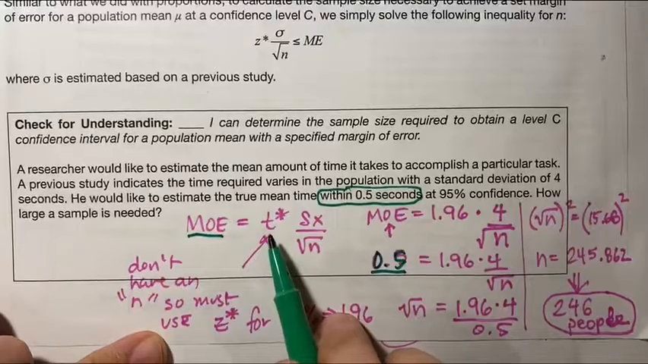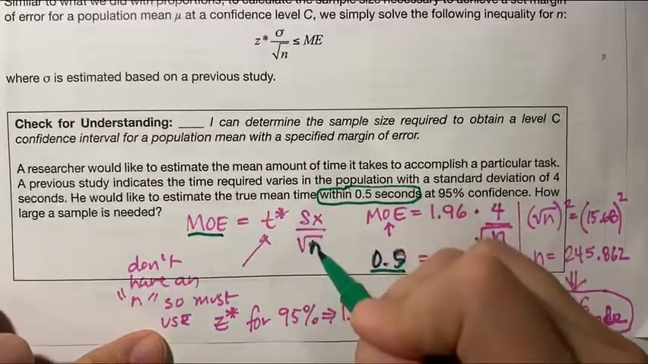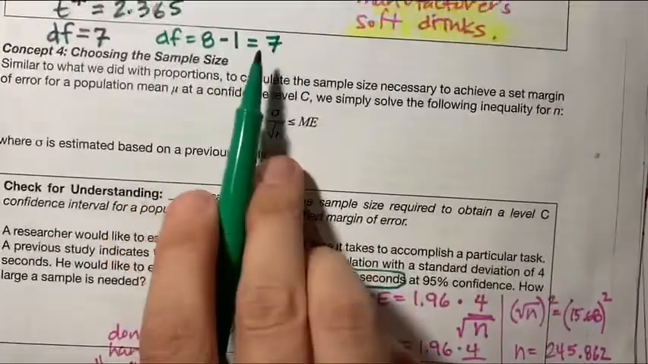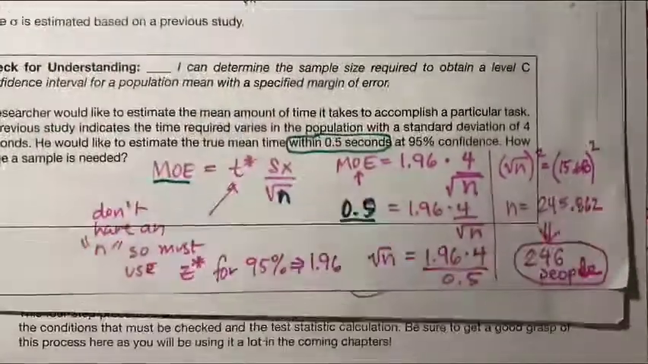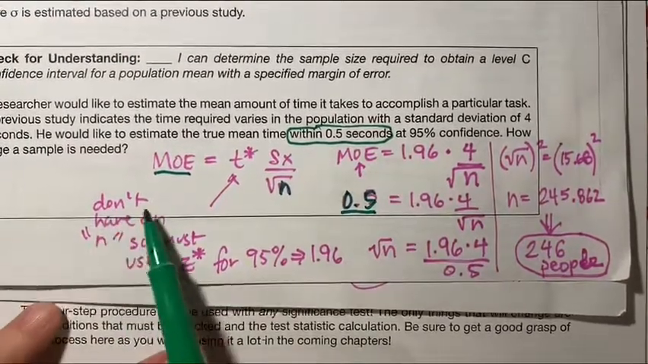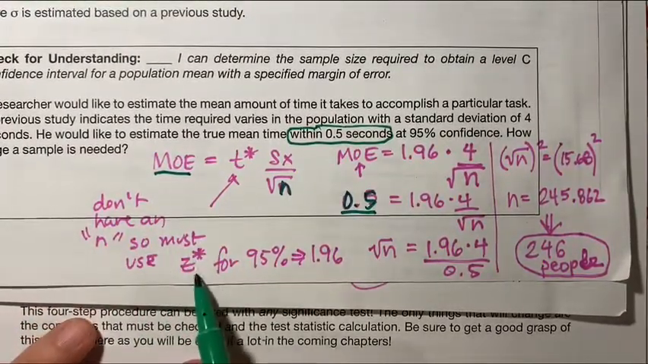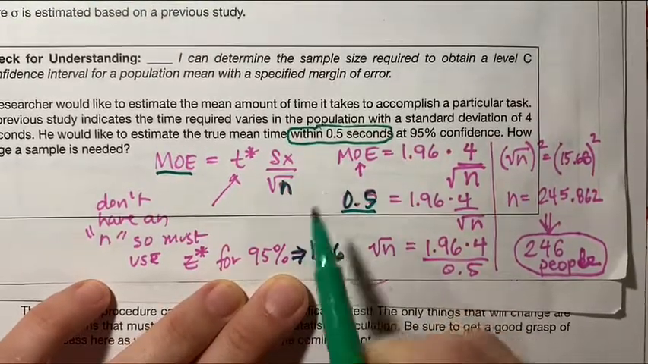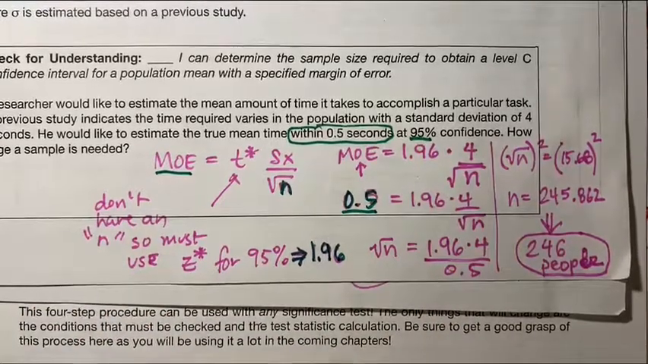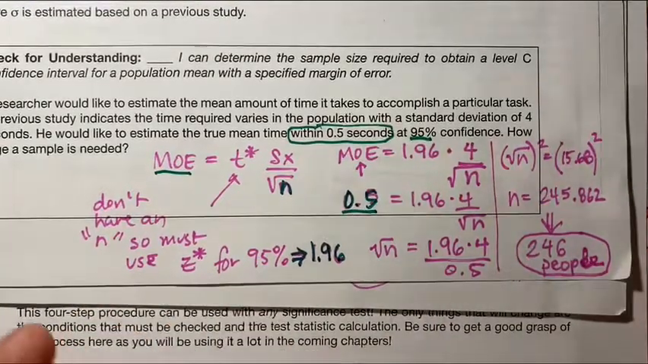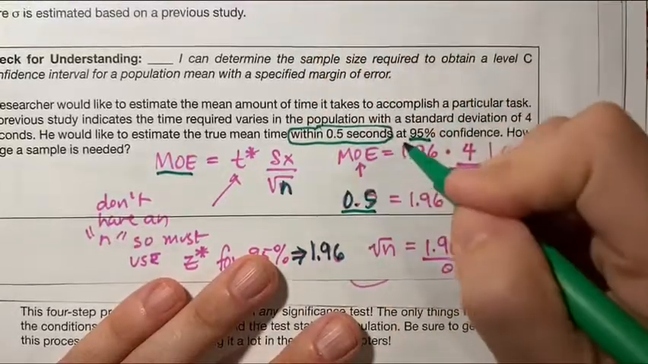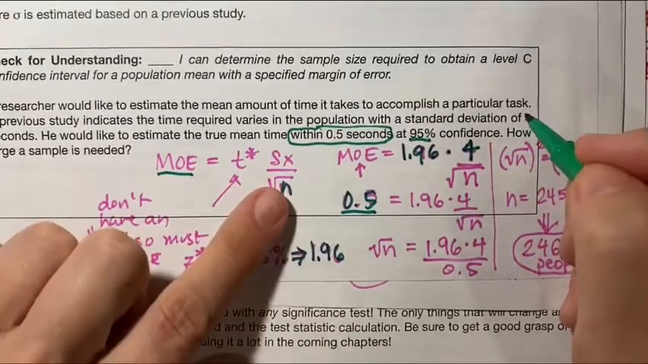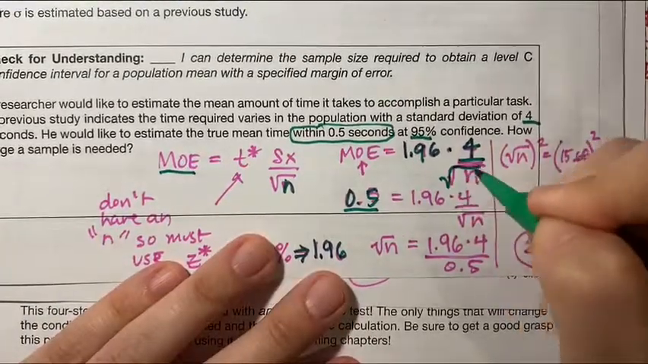Okay, what's T star? Well, I don't know how many people. I don't know N yet. So I can't find the degrees of freedom like I did here and then find T star from the table. So when you do not have N, you must use Z star. So I'm forced here to use Z star, or 1.96, because we are asked to do a 95% confidence level. Okay, we're pretty much done. The formula states use Z star when you don't have T, and then your standard deviation, which is 4, all over the square root of N.